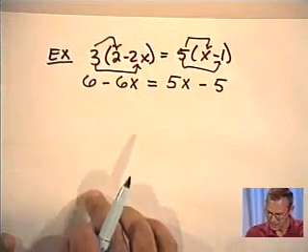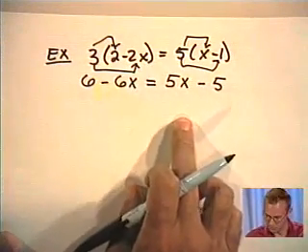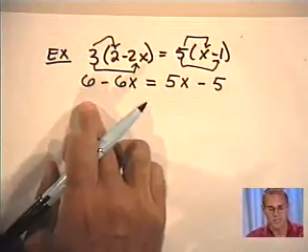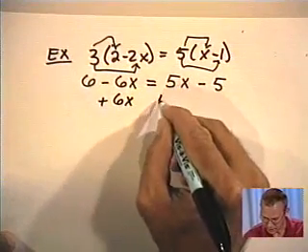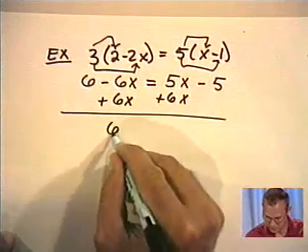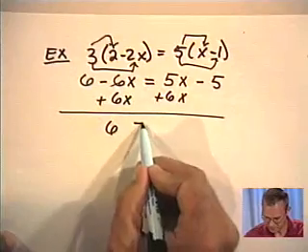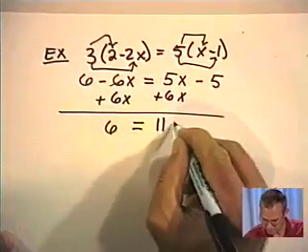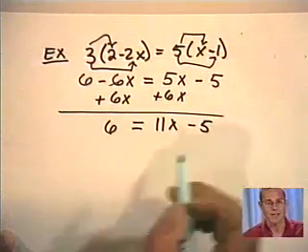Now, remember, the goal here is to solve for the variable x, which means I want to get all the x's on one side of the equation, everything else on the other side. How about if we move the 6x's over here? To do that, I'll add them to both sides. The left side is just going to be 6 because these are going to cancel. Now I'll add the coefficients of my like terms. So 6 equals 11x minus 5.